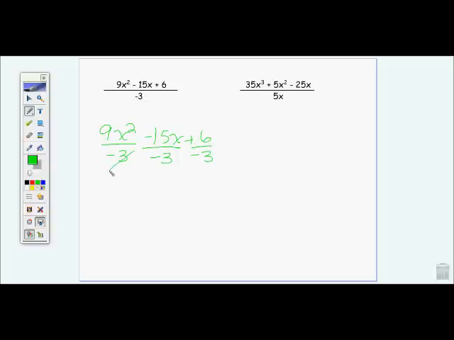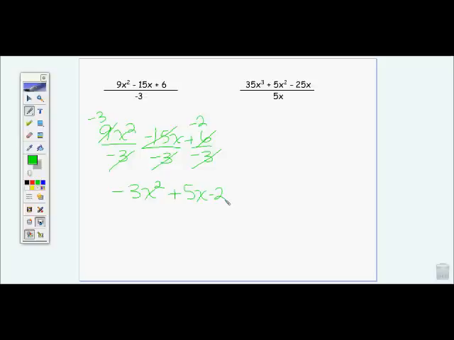Let's reduce. Negative 3 goes into 9, negative 3 times, and I don't have any x's, so my first term is going to be negative 3x squared. Negative 3 goes into negative 15, a positive 5 times, and again, I don't have a variable, so I'm going to keep my x as a numerator. And negative 3 goes into 6 and negative 2 times.